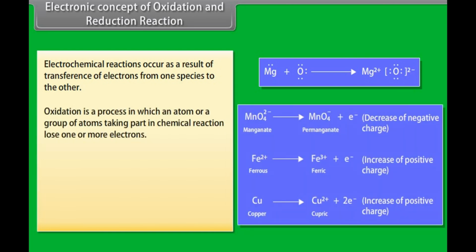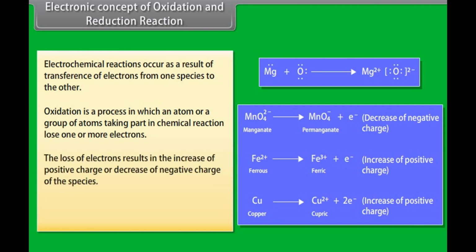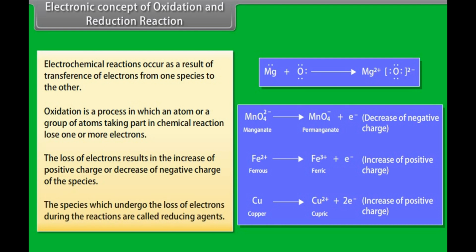Oxidation is a process in which an atom or a group of atoms taking part in chemical reaction loses one or more electrons. The loss of electrons results in the increase of positive charge or decrease of negative charge of the species. The species which undergo the loss of electrons during the reactions are called reducing agents. MnO4 2-, Fe2+ and CO are reducing agents in these examples.